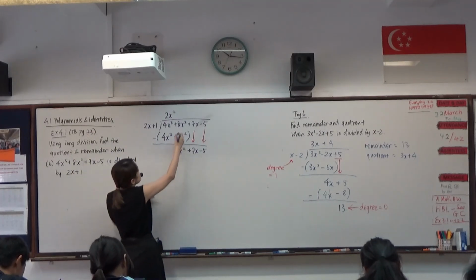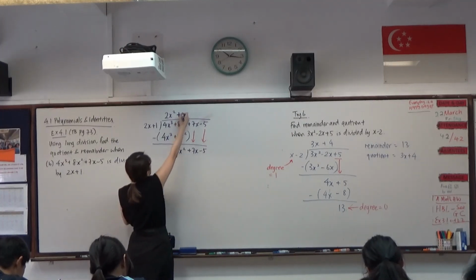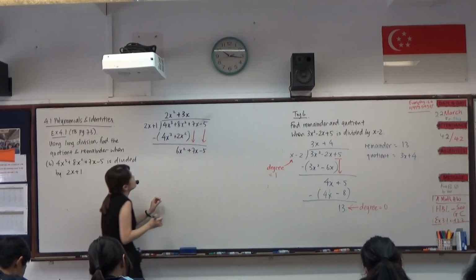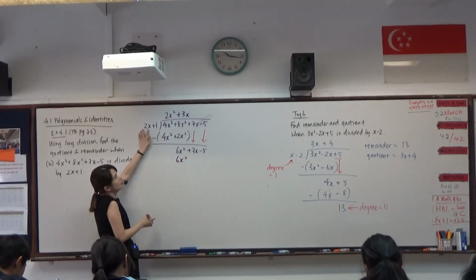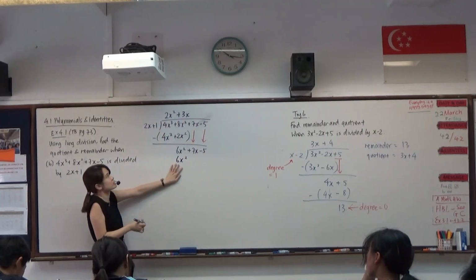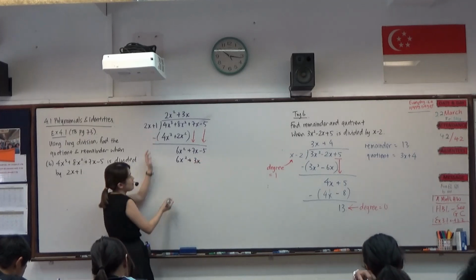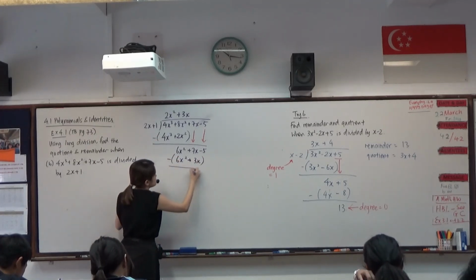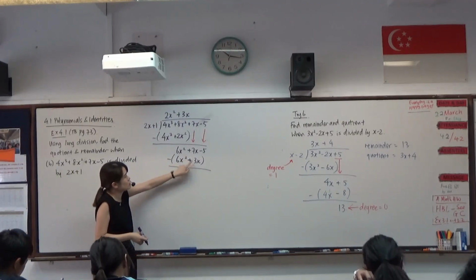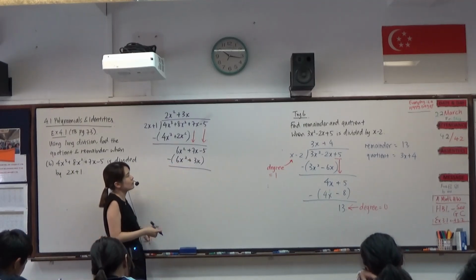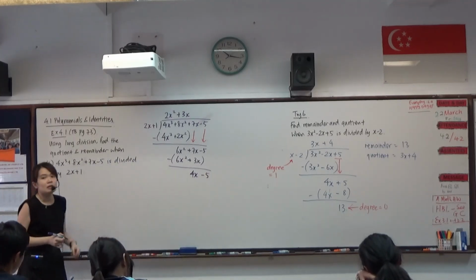So what I'll need to do is I'll plus, okay? In order to get 6x squared, I will have to multiply 2x by 3x. So 3x times 2x gives us 6x squared. Then 3x times 1 will give us a plus 3x. Then minus away. Okay? 7x minus away 3x, minus away a positive 3x, that will leave us with positive 4x. Okay? Minus 5.